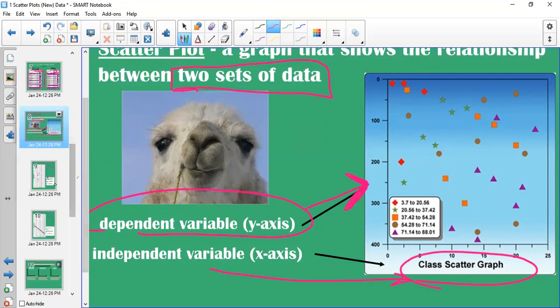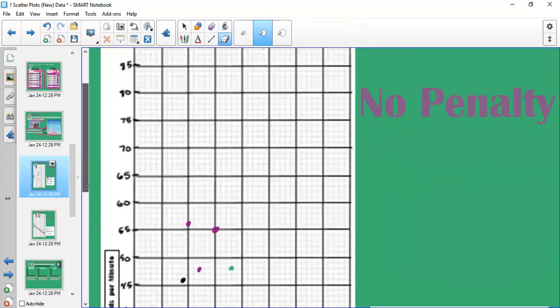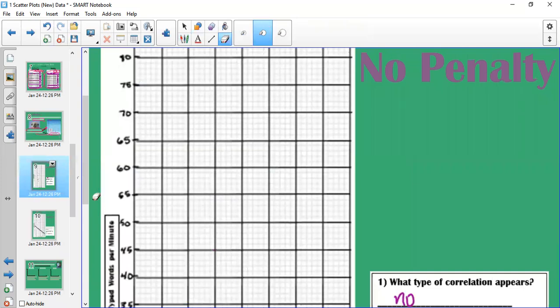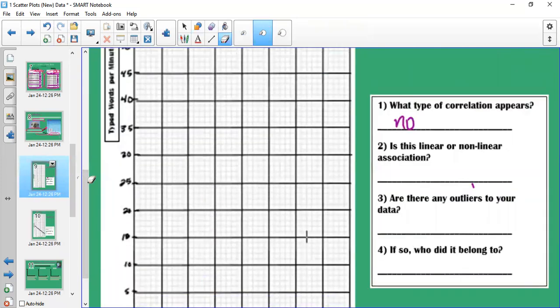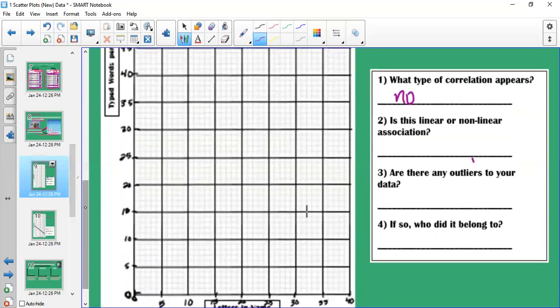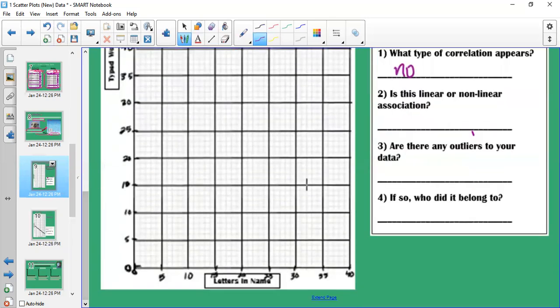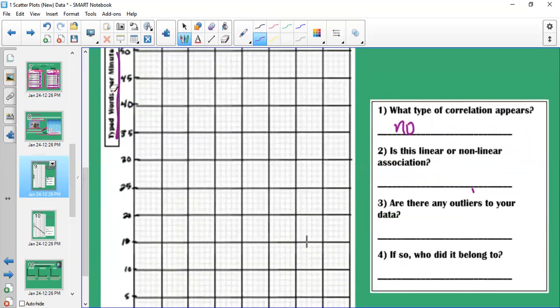All right, so we are going to now graph our information that I showed you earlier. I'm going to erase what I already had up there. So I'm going to make a point for each person that we took measurements from. I'm going to start on the no penalty side. So at the bottom is the letters that are in their name. That's your x-axis. And our y-axis is their typing speed.